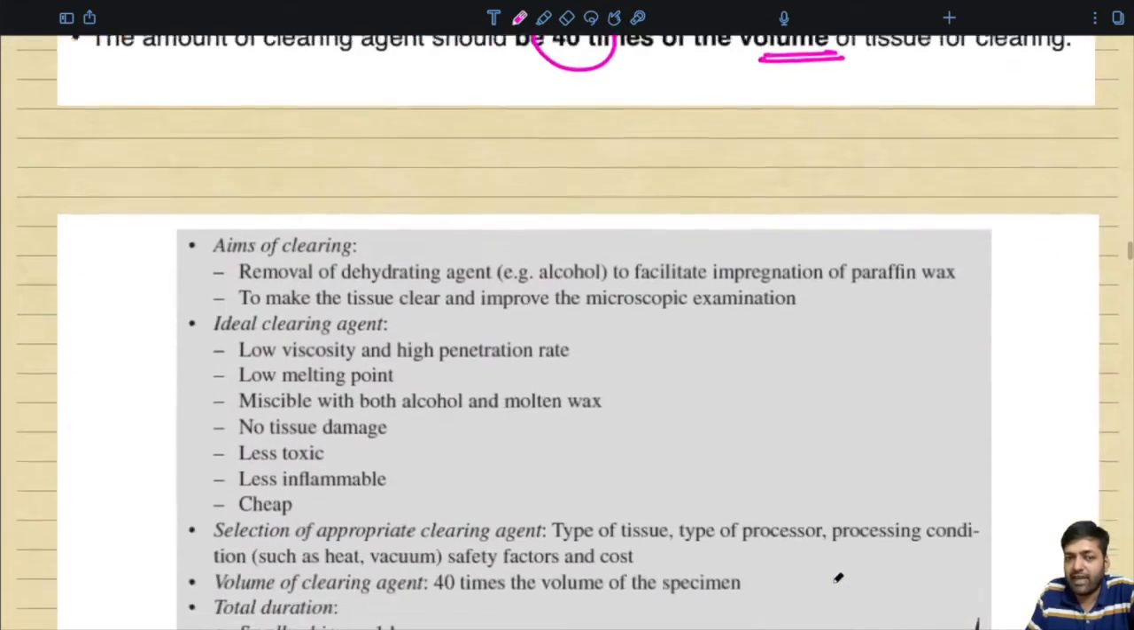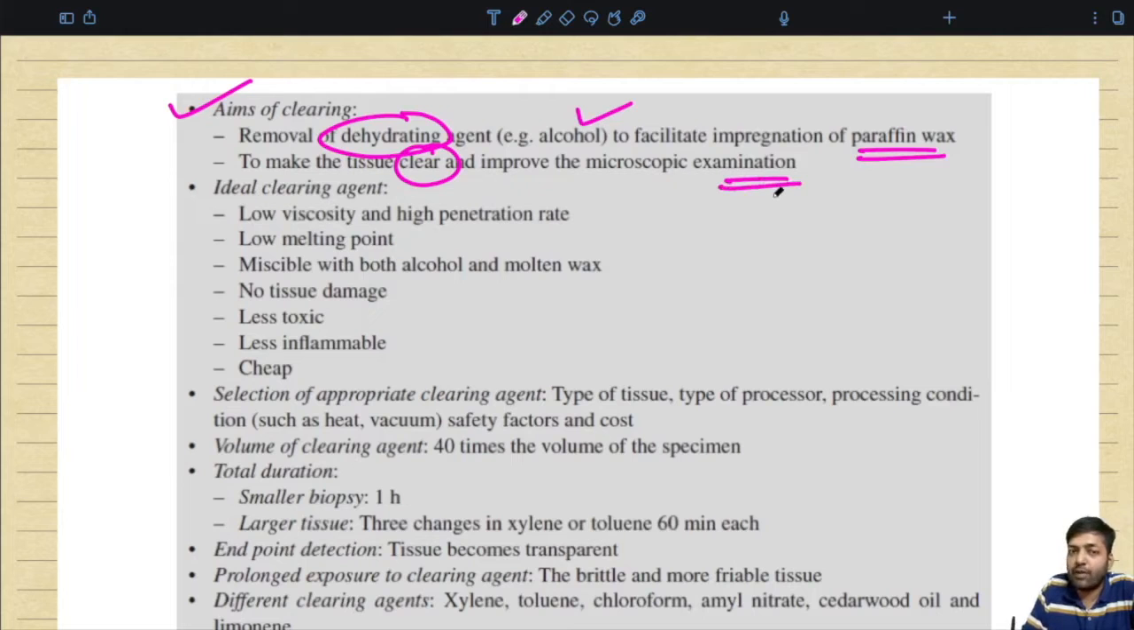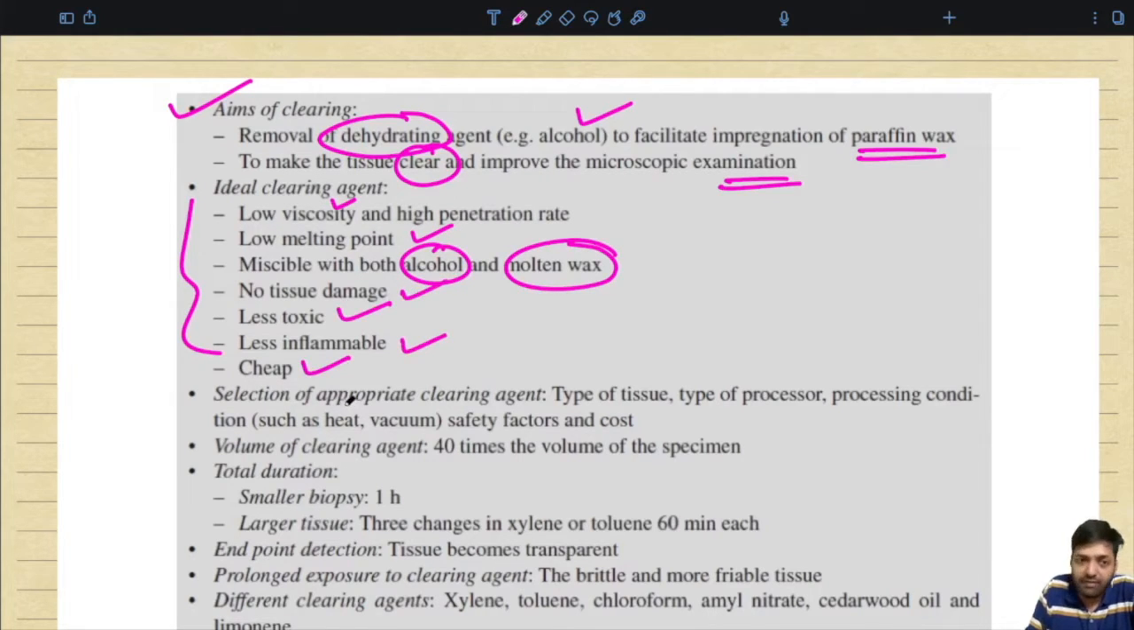So let us just summarize everything. What is the aim of the clearing agent? It is to remove the dehydrating agent, that is the alcohol, to facilitate the infiltration by paraffin wax. Now it is to make the tissue clear and to improve the tissue for microscopic examination. The ideal clearing agent should have a low viscosity, so conversely the penetration rate is high. Low melting point, miscible with both alcohol and molten wax, no tissue damage, less toxic, less inflammable and should be cheap and easily available.